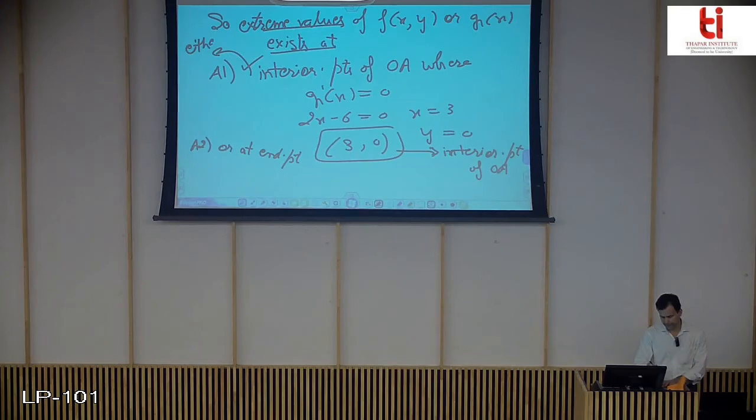I can write here either at interior points of OA, or at endpoints of OA, that is O(0,0) and A(5,0). So these are the points where you can have maximum or minimum. Now it is up to you whether you want to find the value of the function here or at the last; that depends upon you.